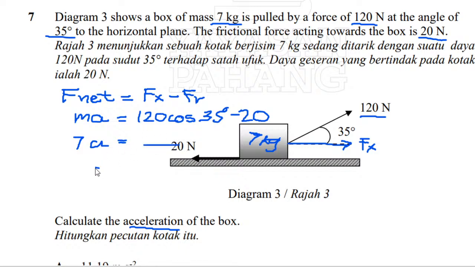Okay, so your a will be the total force just now, divided by 7. That will be your a. Try. So the answer is 11.185 meter per second per second. Some of your friends already got the answer just now. Very good.